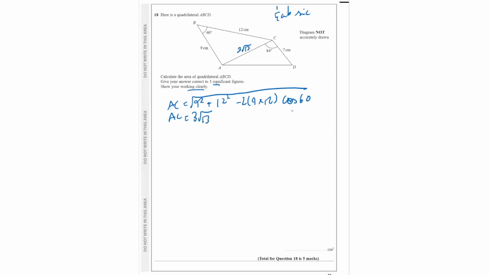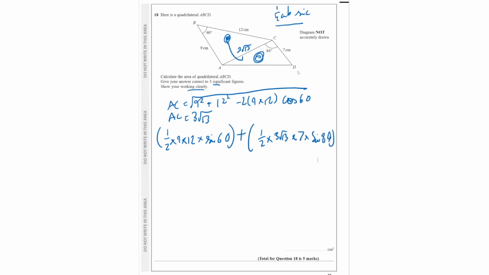Now that we have this side, we can use the area formula with sine to find this area, and when combined, create the area of the whole quadrilateral. So, if we write 1/2 times 9 times 12 times sine 60, and we combine that with 1/2 times 3 root 13 times 7 times sine 84, we should get the area of the whole quadrilateral.